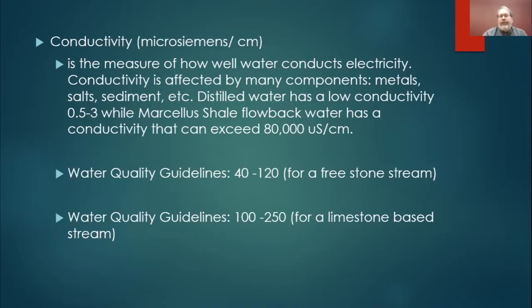per centimeter. In contrast, Marcellus Shale flowback water, which is often discussed as something that is very salty and could be a problem, you could be looking at 80,000 microsiemens per centimeter. So big difference. To put that in perspective, water quality guidelines for a freestone stream are between 40 and 120, and for a limestone-based stream, they're between 100 and 250. That's because with the limestone-based streams, the geology is adding additional connectivity into the stream with your manganese and calcium and stuff like that from our local limestone.